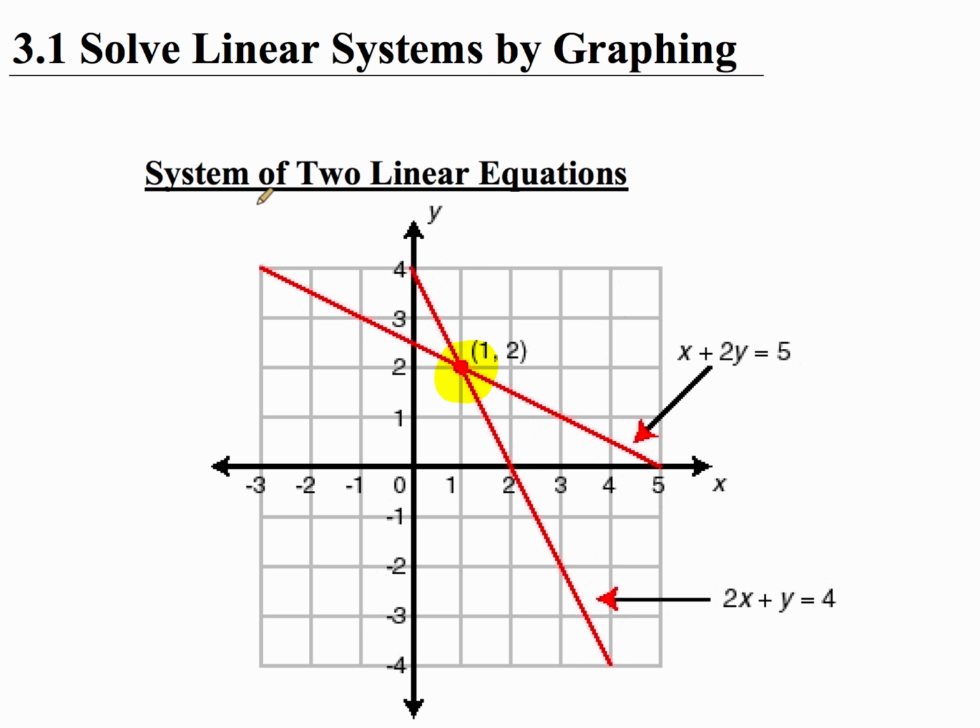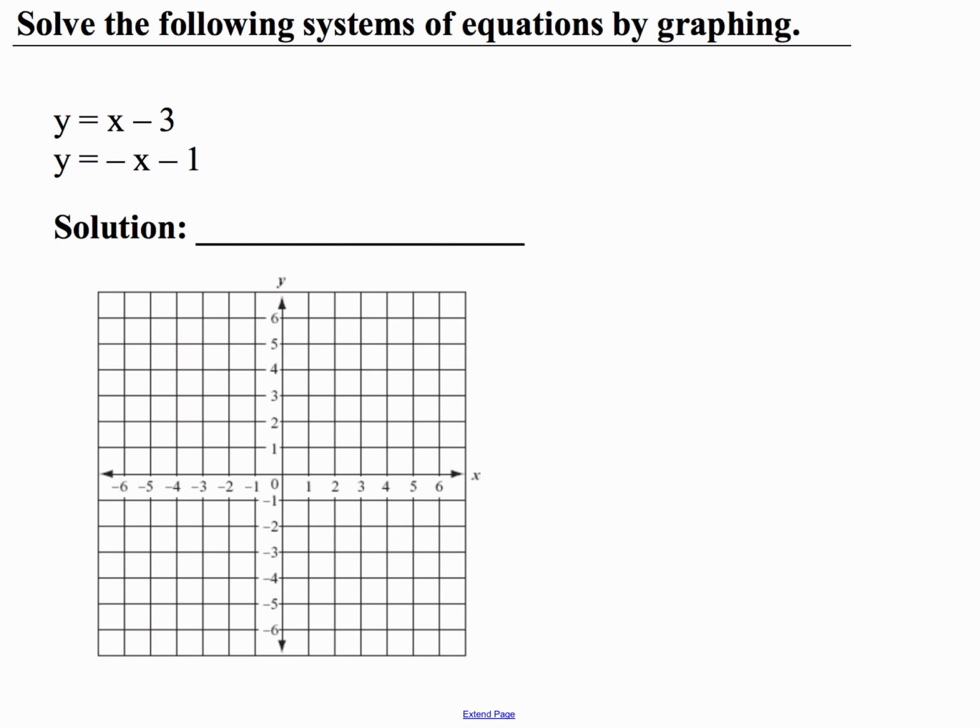Let's try a first example. It says solve the following system of equations by graphing. So we're given two equations, y equals x minus 3 and y equals negative x minus 1. Now, just like when we're normally graphing any sort of linear equation, we need to make sure that it's in y equals mx plus b form, so we can easily find our slope and our y-intercept. It makes it really easy to graph.